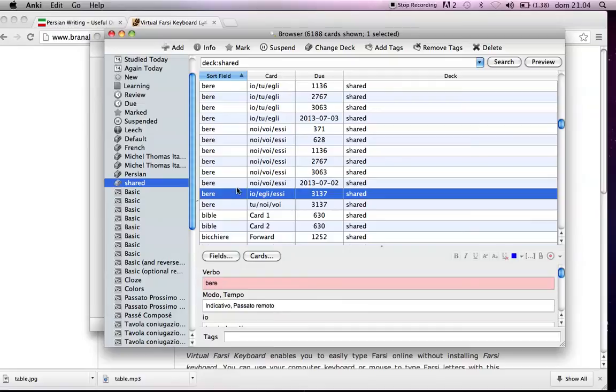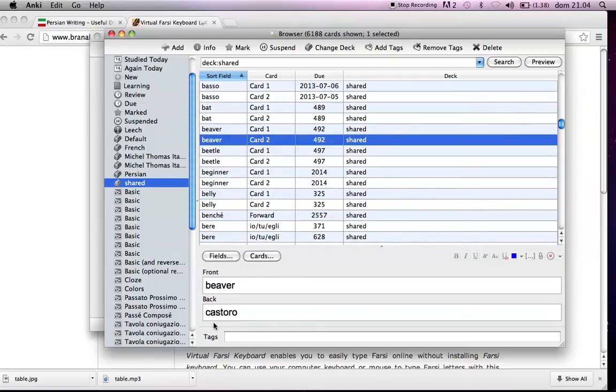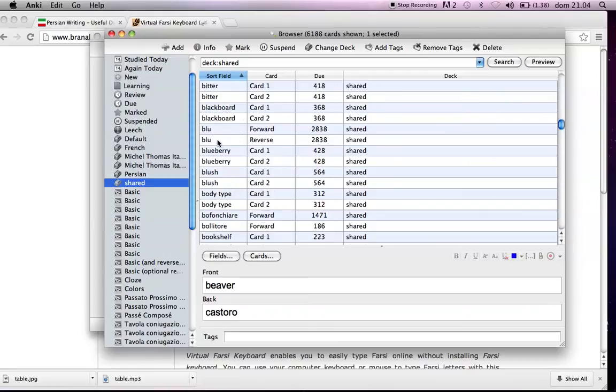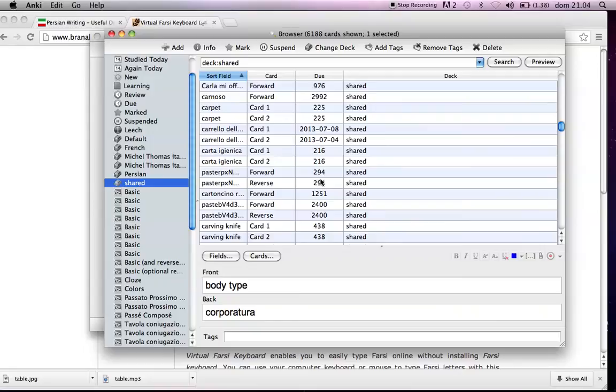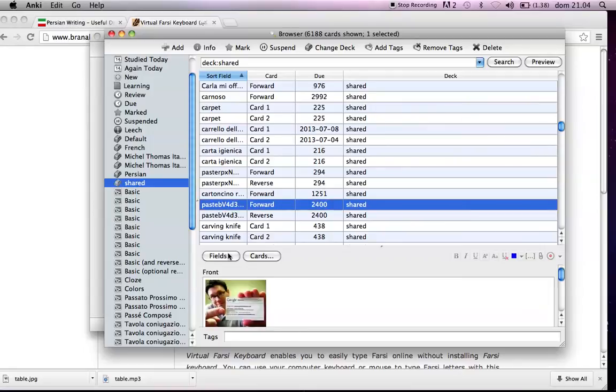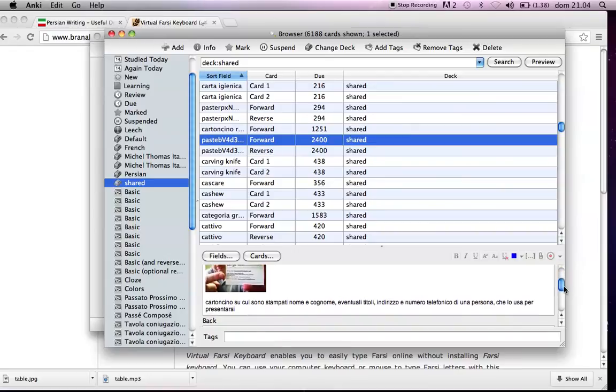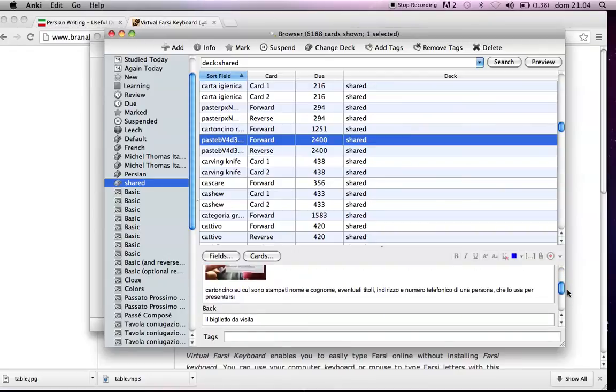I know I also put in beaver, because I learned castoro in a children's book. Well, so my Italian deck, here we go. Here's one with a picture. And this one is not one of mine, but you can see what it is.